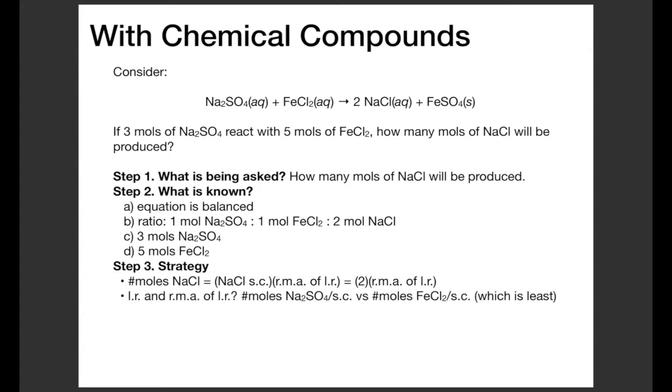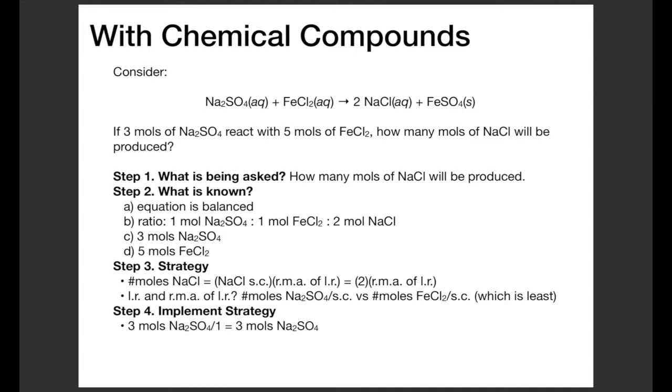We now need to determine what the limiting reagent is and what its reduced molar amount is. To do this, we're going to take the number of moles of sodium sulfate and divide it by its stoichiometric coefficient, and compare that with the number of moles of iron 2 chloride divided by its stoichiometric coefficient.